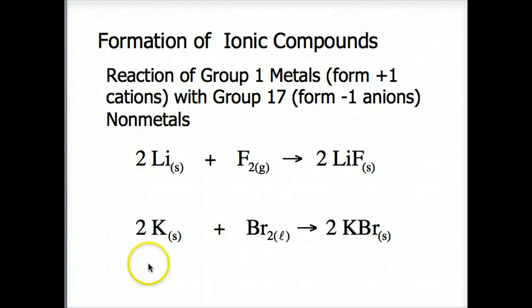Same thing with potassium. I have 2 potassium atoms here. I have 2 bromine atoms here because I have this 2 down here. And I get 2 molecules of potassium bromide on this side. This has to happen this way because these are diatomic, so there has to be 2 there at all times. And so I have to combine 2 lithiums or 2 potassiums with them.